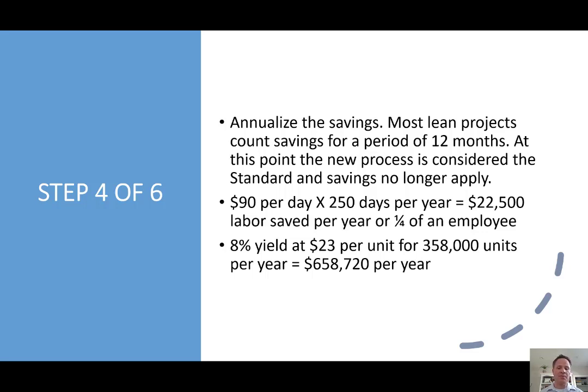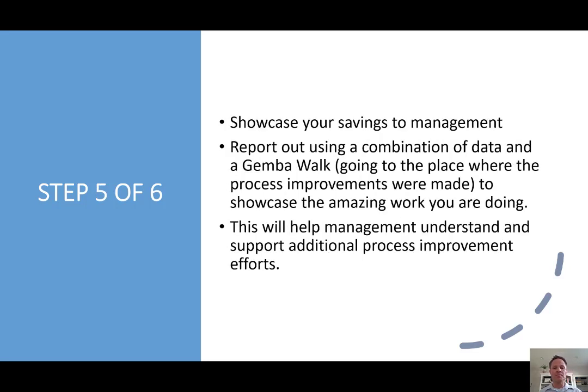The 8% yield improvement at $23 a unit, assuming we make about 358,000 units a year, totals $658,000, which is an enormous amount of money. And these are relatively similar examples to projects that I've actually worked on. So these are real numbers and real savings that you can get from your projects.